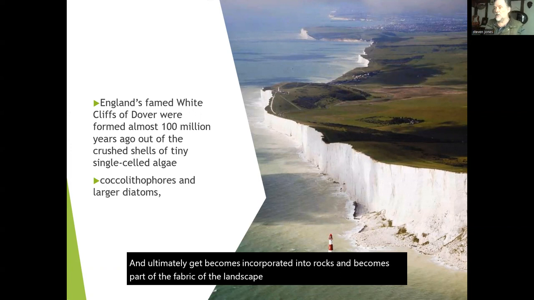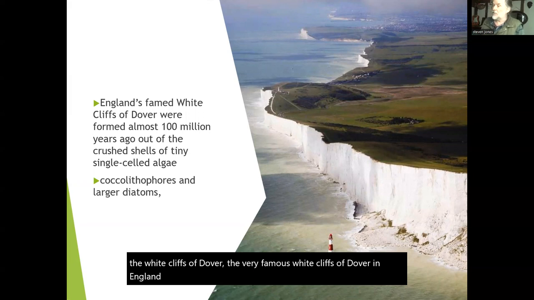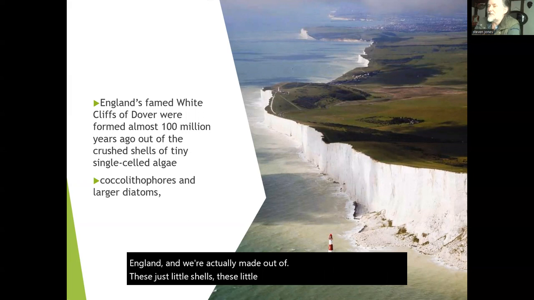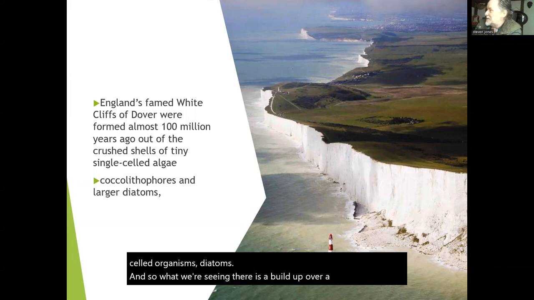So here we're literally looking at the White Cliffs of Dover, the very famous White Cliffs of Dover in England, and they're actually made out of these tiny little crust shells of these little single celled organisms, diatoms. And so what we're seeing there is a buildup over 100 million years.